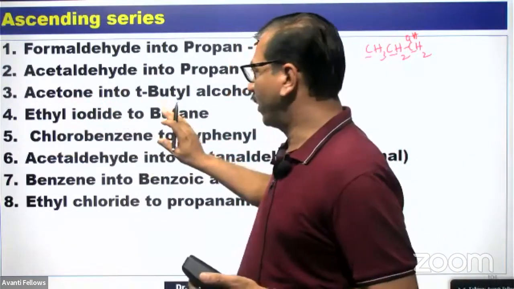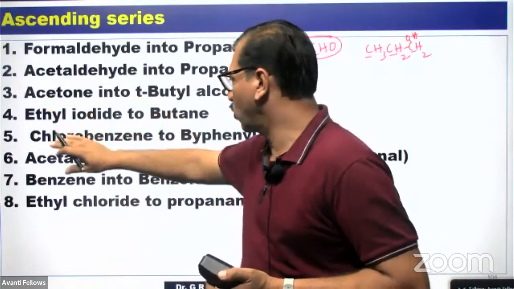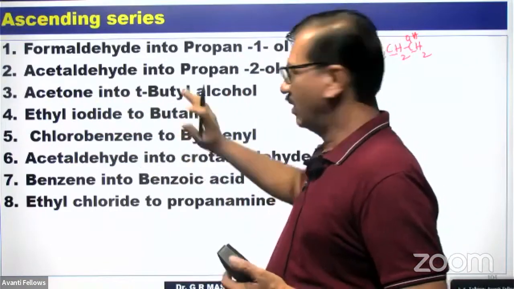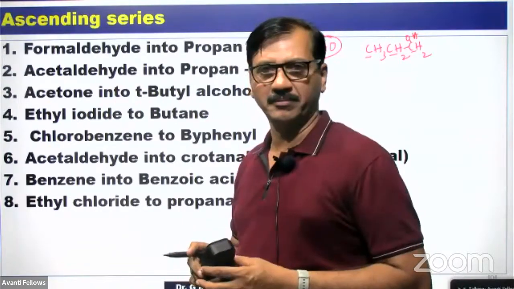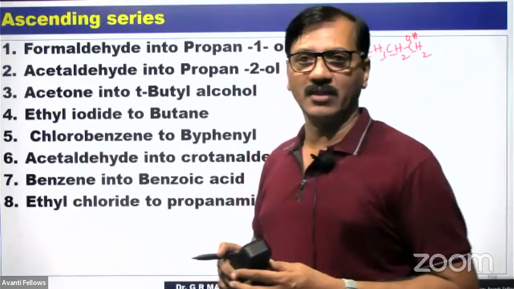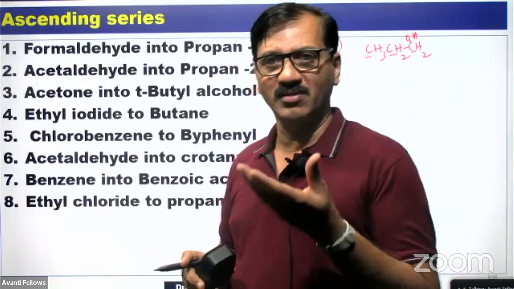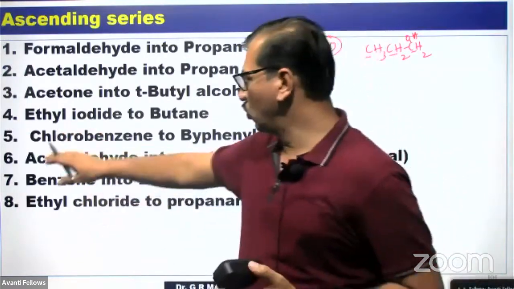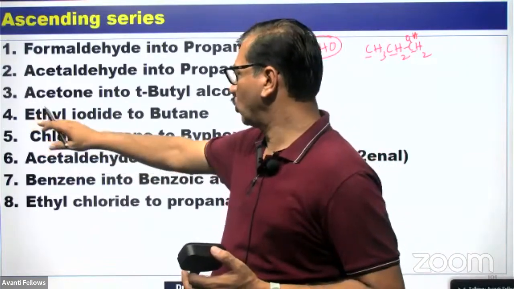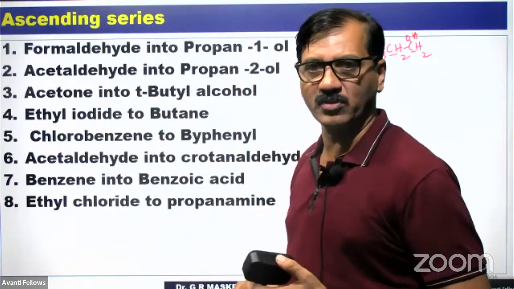Ethyl iodide to butane. Look at this kind of question. Chlorobenzene to biphenyl. Ethyl, 2 carbon atoms. Butane, 4 carbon atoms. So probably Wurtz reaction. The number of carbon atoms will be doubled in the product. So 2 ethyl, 2 carbon atoms each, gives butane, 4 carbon atoms.